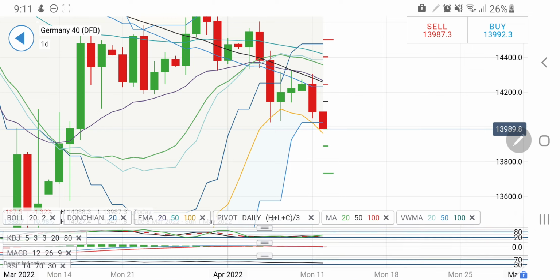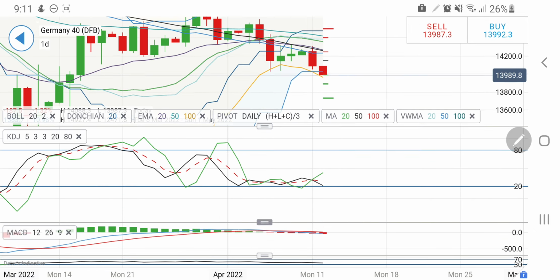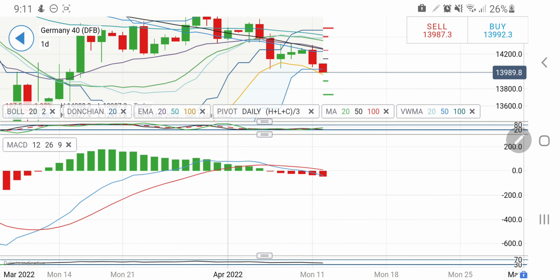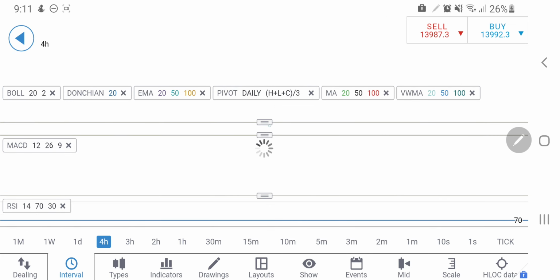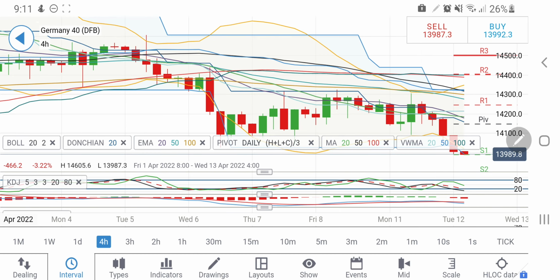Now look at the daily charts here. The stochastic is trying to enter the oversold zone. MACD is still trying to form the shape there, but yes, there is good scope for it to drop further. That is what is observed, and it is trading in sell.